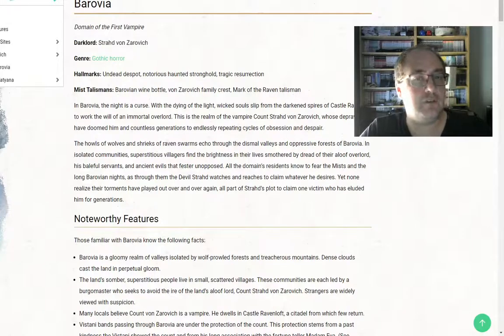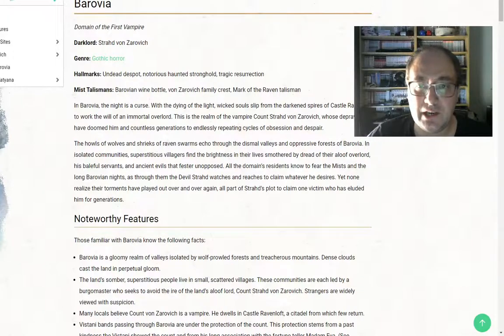And Count Strahd von Zarovich is a very strong villain, not just in terms of his stat block, which is quite impressive, but in terms of who he is as a villain. He is a charming, ruthless, terrifying, manipulative, and always present villain.